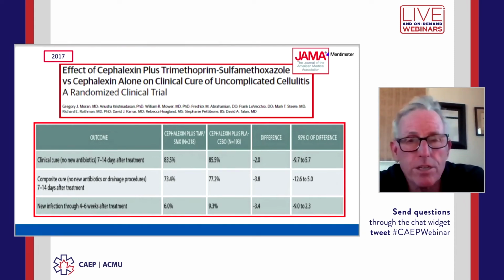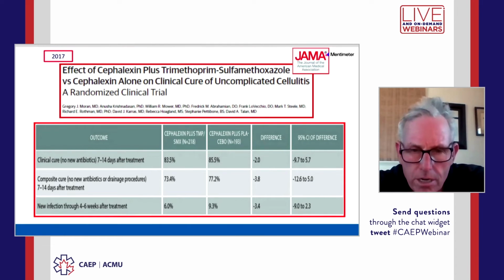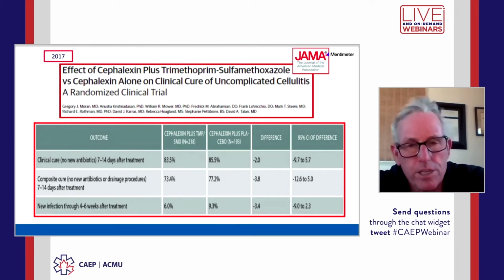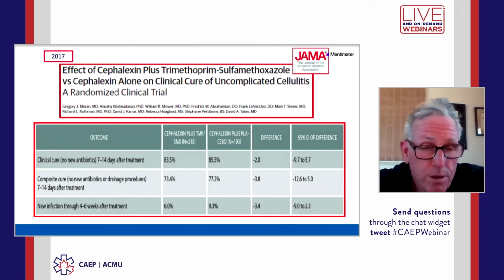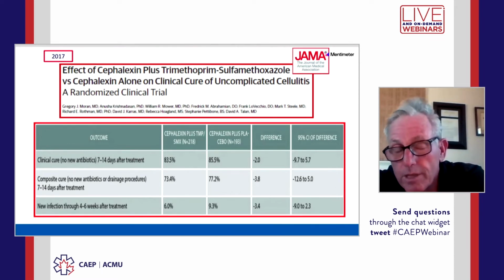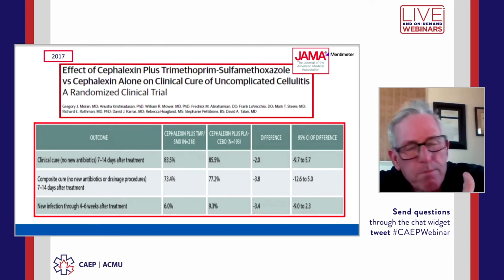So our recommendation is just like George said, and our audience said, that cephalexin alone should be sufficient. Among the other ones, if you happen to like trimethoprim sulfa, that would work too. Clindamycin would work. I personally would be cautious about doxycycline.